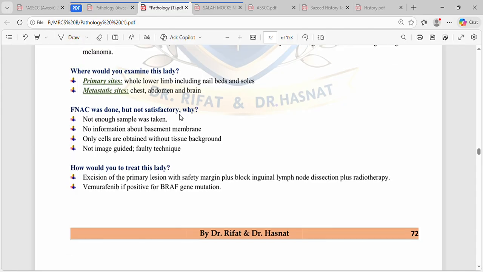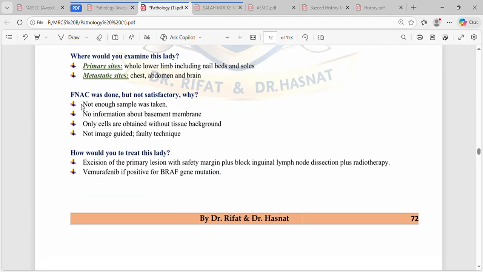FNAC was done but not satisfactory. Why? Because not enough sample was taken, no information about the basement membrane was given, only cells are obtained without a tissue background, and it was not image guided, and it was a faulty technique, and that's why it's not enough.